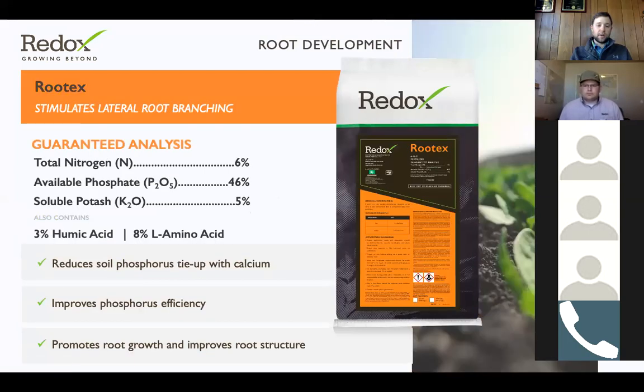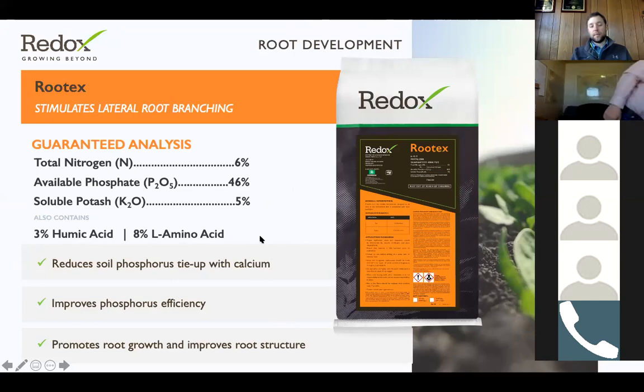The next product would be Redox, which is a phosphorus input. We're going to talk about several different places where we've used Redox extremely successfully and timings that we found that Redox can really outcompete a lot of the traditional phosphorus inputs for phosphorus efficiency in both the cost and the crop response. So it's a 6-40-6.5, reduces soil phosphorus tie-up with calcium as well as other cations, improves phosphorus efficiency, and promotes root growth.